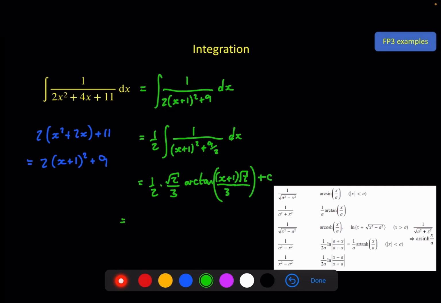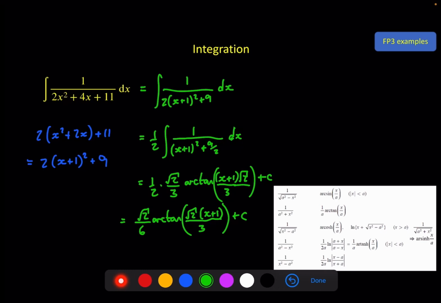So I can tidy this up a little bit. We've got root 2 over 6 times arctan of root 2 x plus 1 over 3 plus c. And that is our final answer.